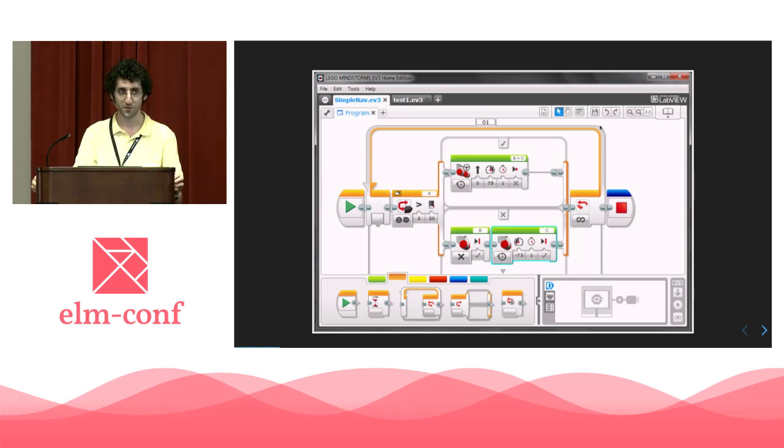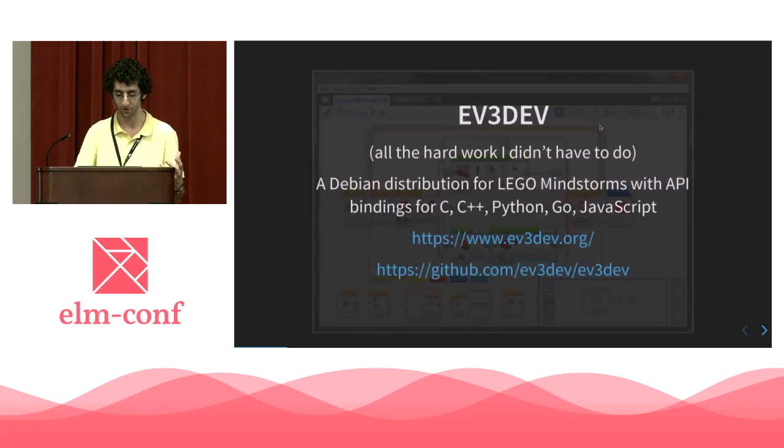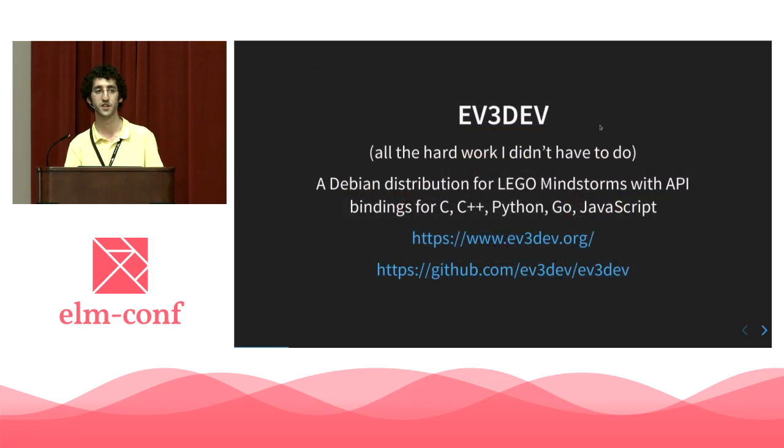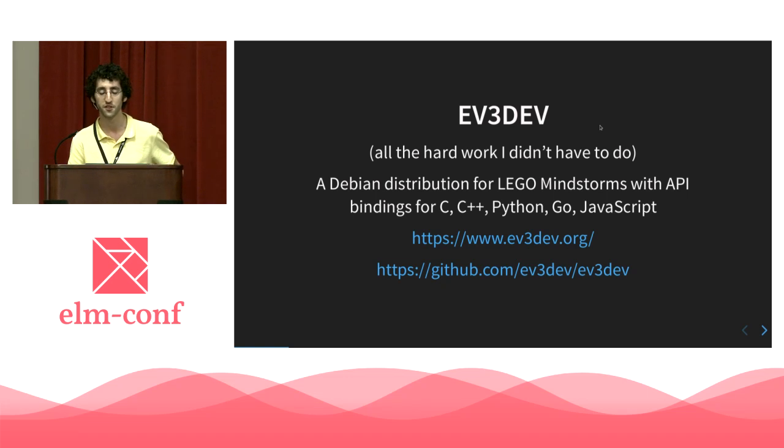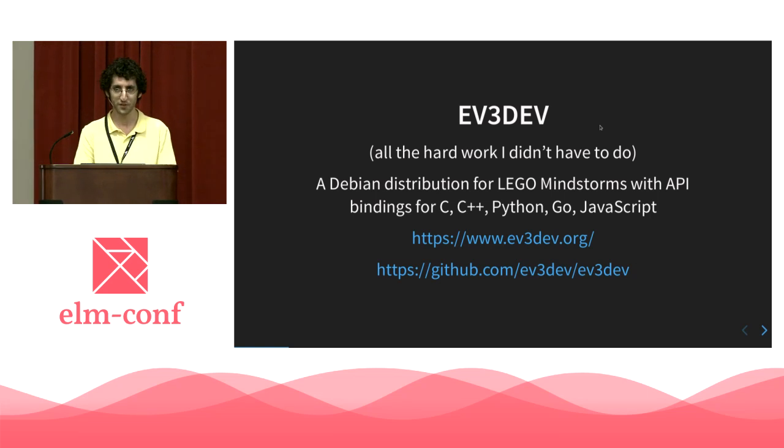But maybe the most exciting thing for me is that there's this project called EV3 Dev, which is a Debian distribution that runs on the Lego Mindstorms robots. And so it gives low-level access to all the motors and sensors and devices, and then API bindings, and C and C++, of course, Python, Go, and JavaScript. So if you can run JavaScript on the robot, then you can run any language that compiles to JavaScript. So let's put Elm on a robot.